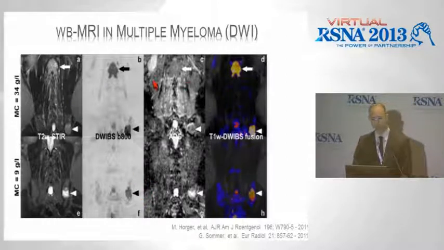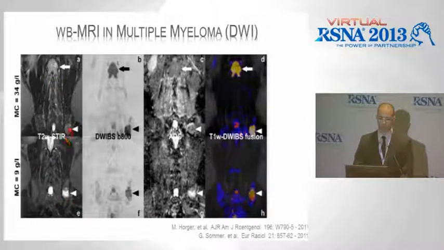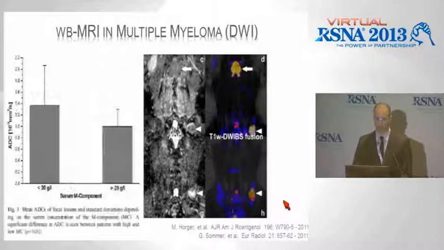Here are some images of initial imaging and then the post-treatment imaging. You can see you have two lesions here. The spinal lesion disappeared on follow-up, and the iliac bone lesion here did have some signal intensity changes and also some changes in the ADC, reflecting an increased ADC after treatment, which means less cellularity as a response to treatment.